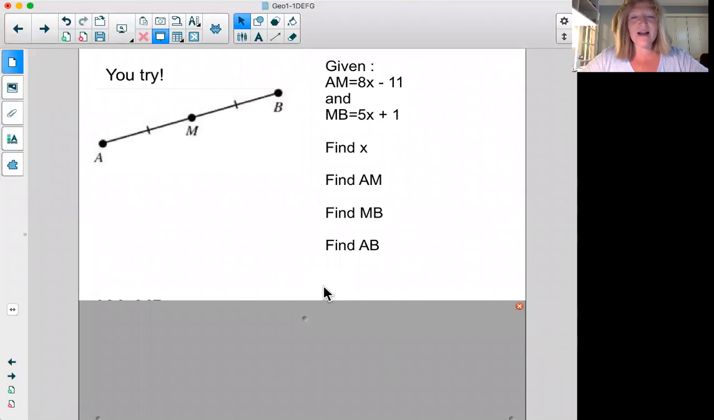So pause and practice this problem on your own paper, and then press play for the solution.